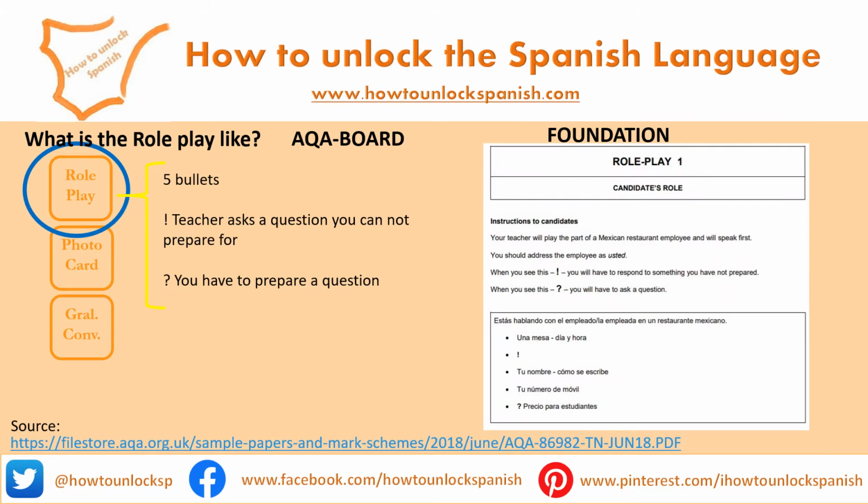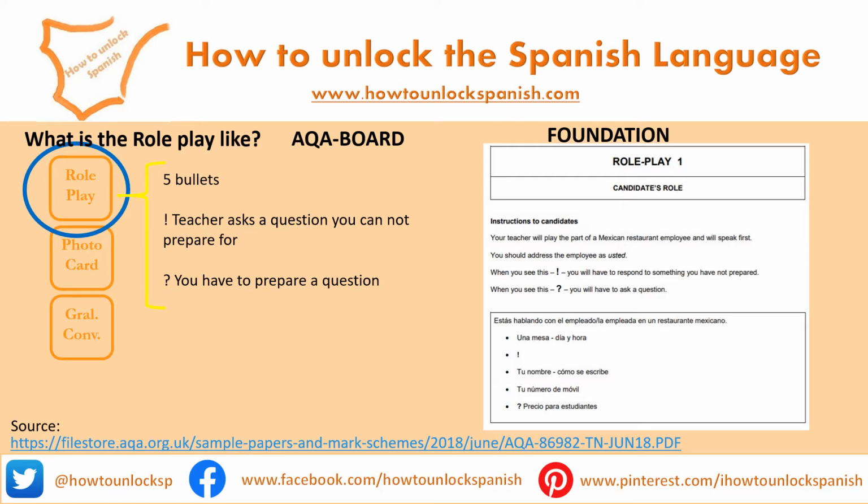So let's have a look at the role play card. You can go to AQA official website, and I leave the link in the description below and on our website, to check role play cards used as past papers. Today we are looking at the 2018 exam series. On this example, from that source, you can see we have 5 bullets.